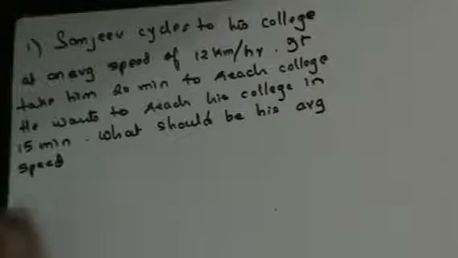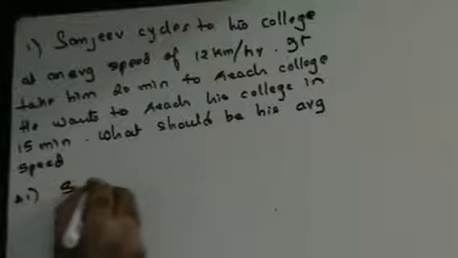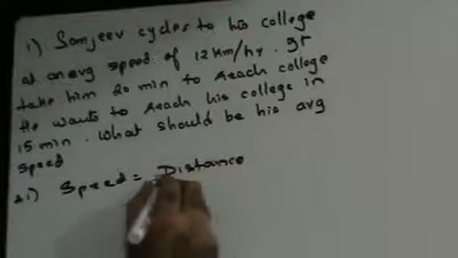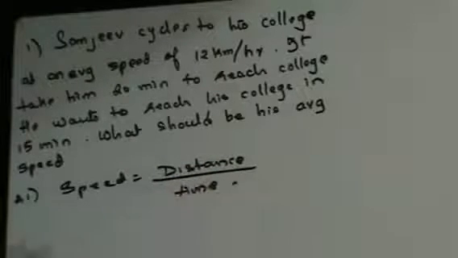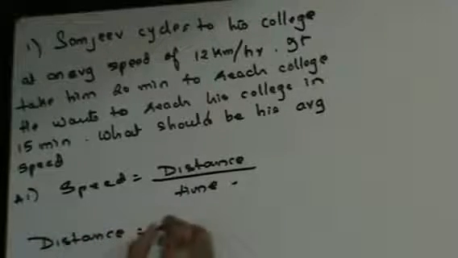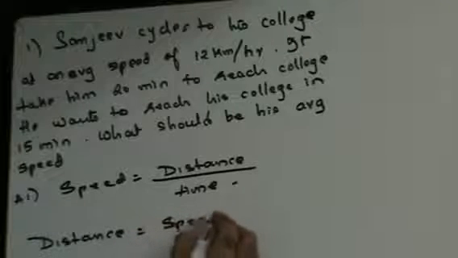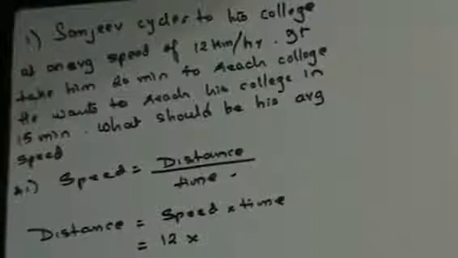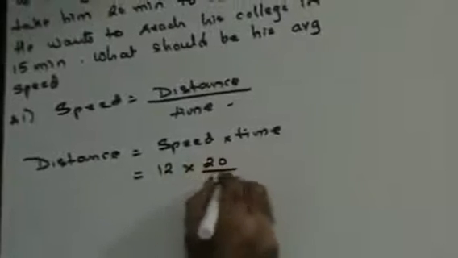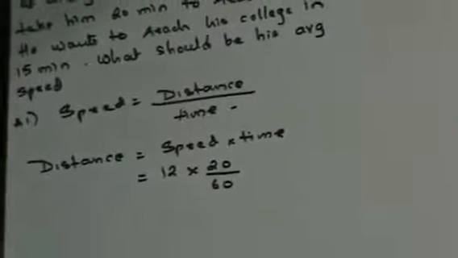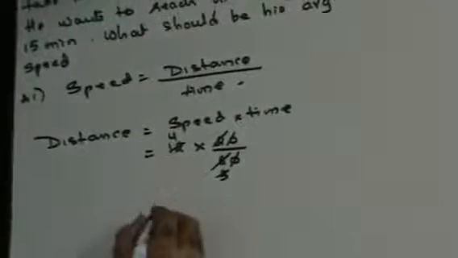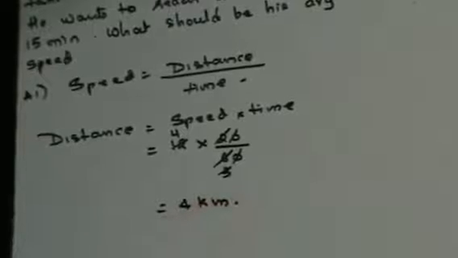Now, guys, we know that speed is equal to distance upon time. Therefore, the distance covered by Sanjeev is going to be nothing but speed into time. Speed is 12 kilometers per hour. Time is 20 minutes. Convert this into hours. To convert this into hours, I have to divide this by 60. So 0, 0 gone, 1s are, 3s are 4. So 4 kilometers is the distance, right?